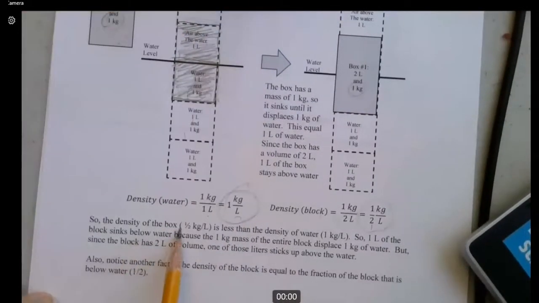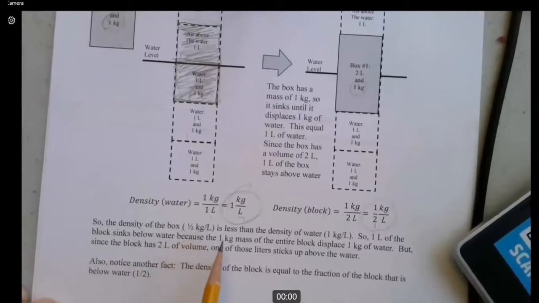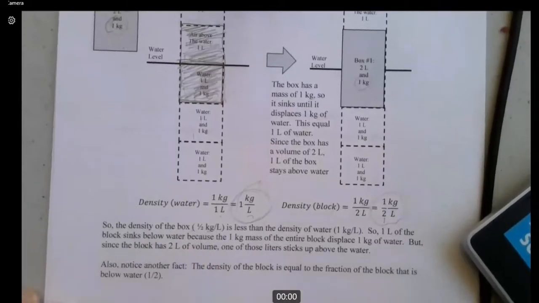So the density of the box, 1/2 kilogram per liter, is less than the density of water, which is 1 kilogram per liter. So 1 liter of the block sinks below the water because the 1 kilogram mass of the entire block displaces 1 kilogram of water. But since the block has 2 liters of volume, 1 of those liters sticks up above the water. So that's what we're seeing.